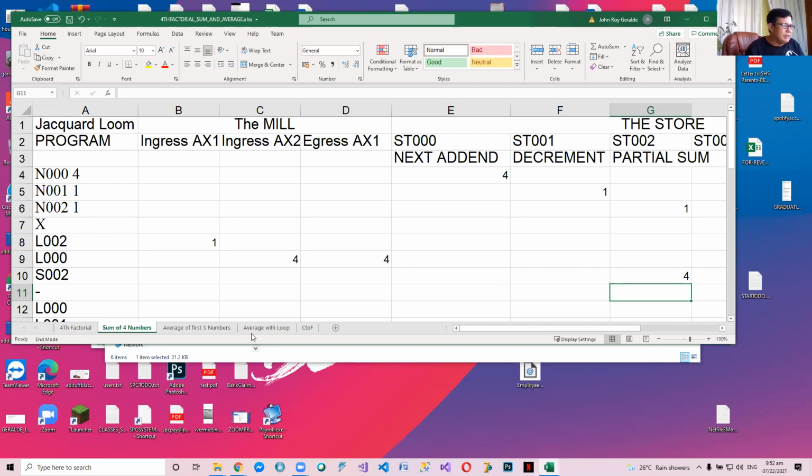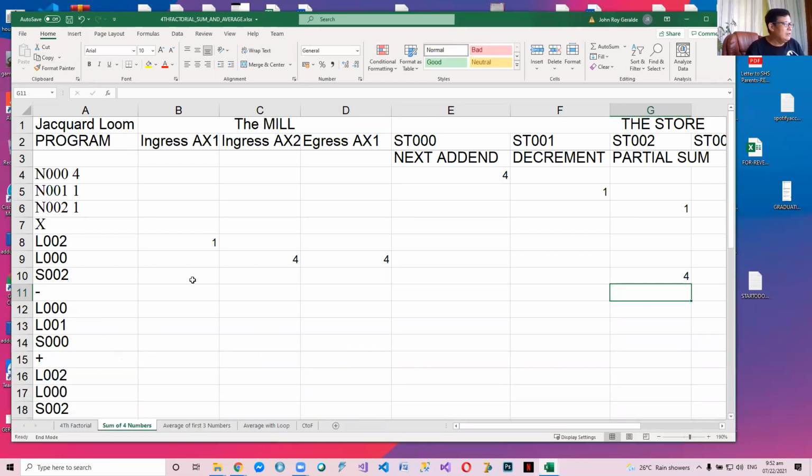Okay, can you see my worksheet? I hope it's clear on your side. Okay, so here we are.